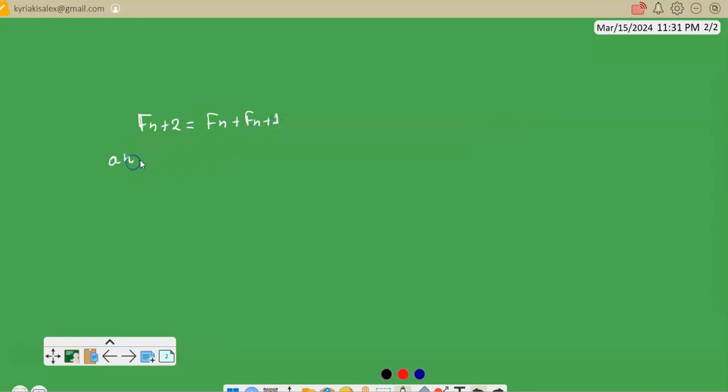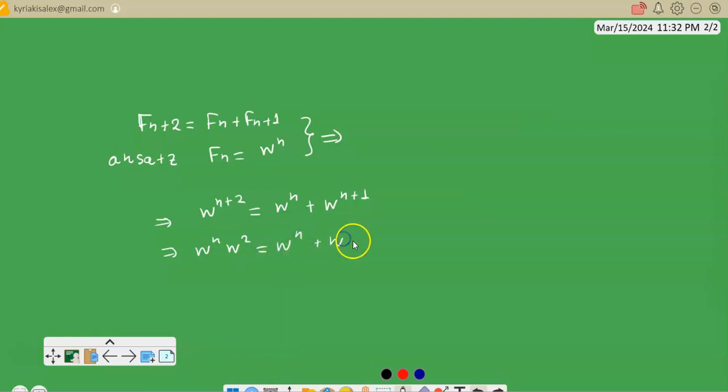I used an ansatz here. Fn equals w to the power of n. So w to the n plus 2 equals w to the power of n plus w to the power of n plus 1. This can be written as w to the power of n times w squared. We use the laws of indices. We take the common factor to be w to the power of n at the right hand side.